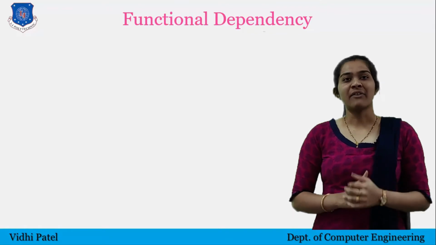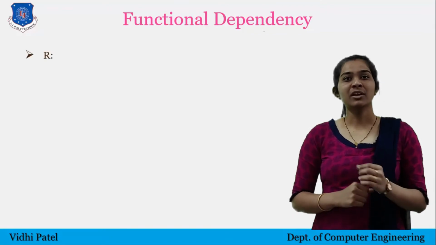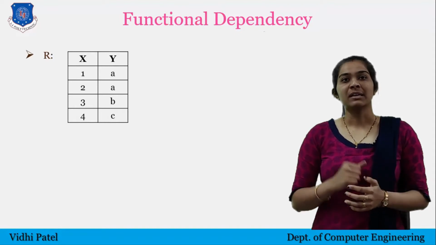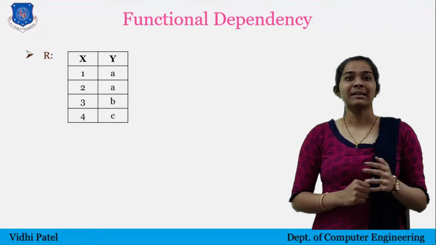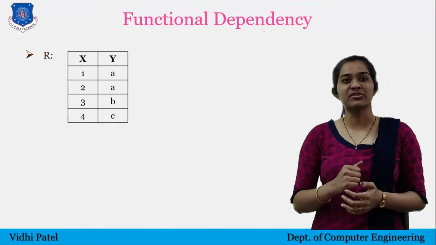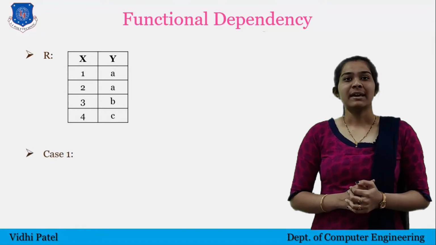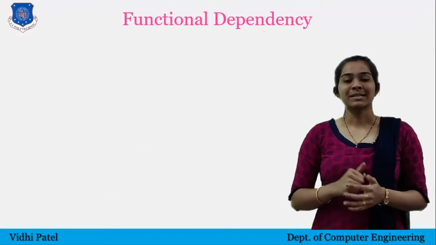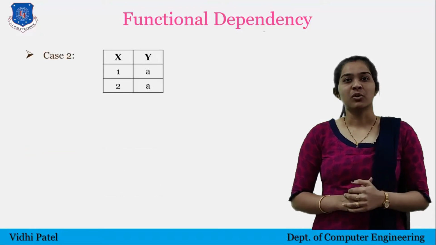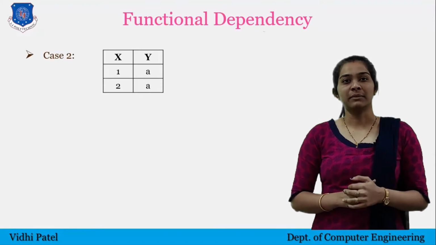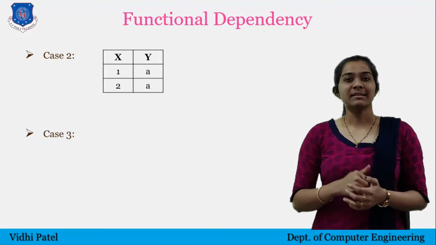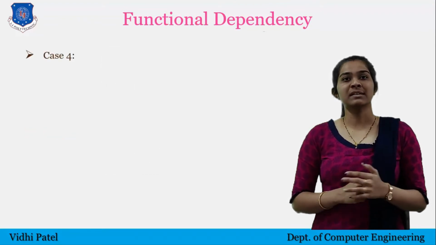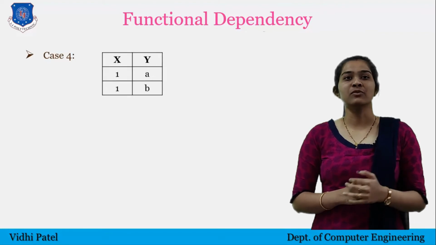Let's take relation R having attributes x and y. Here the values of x are 1, 2, 3 and 4. The values of y are a, b and c. Let's take possible cases to check functional dependencies. Case 1: x has both values 1 and y has both values a. Case 2: x has values 1 and 2 whereas y has both values a. Case 3: x has values 1 and 2 and y has values a and b. Case 4: x has both values 1 and y has values a and b.